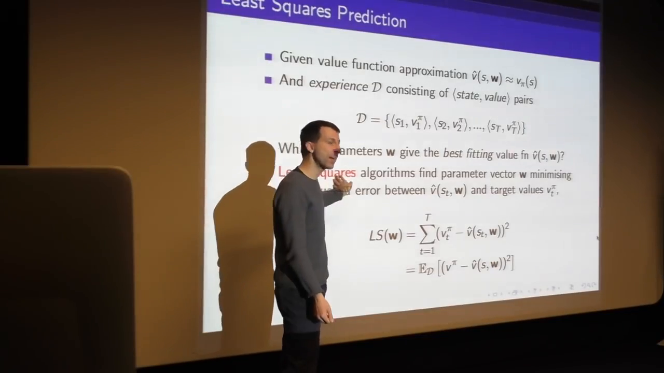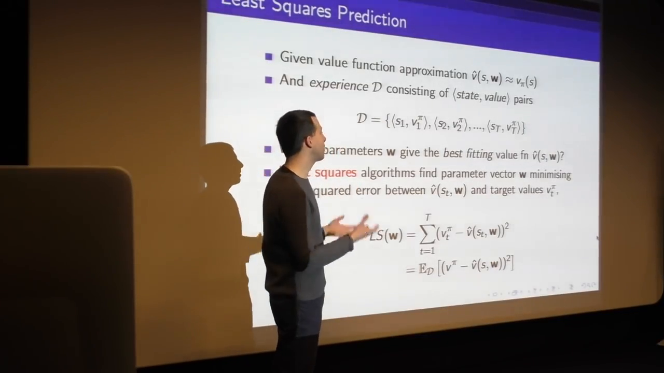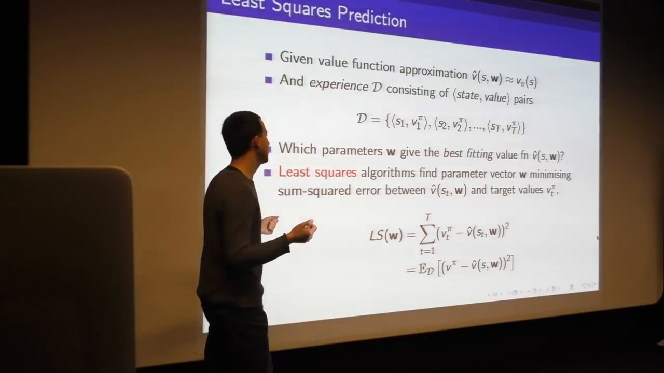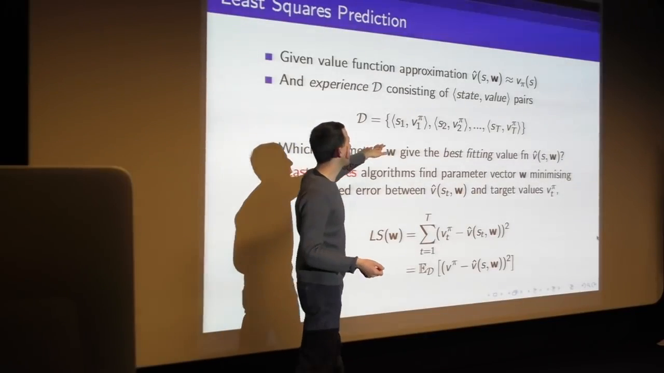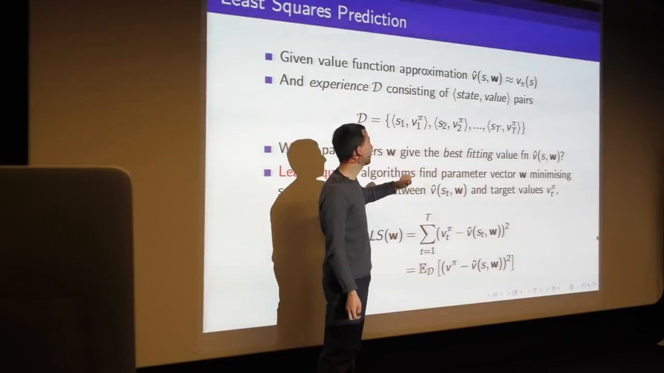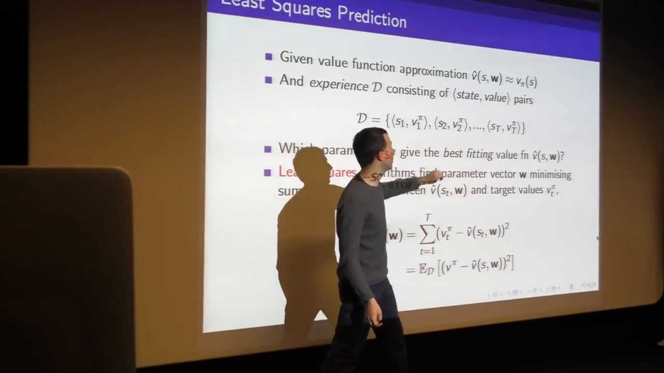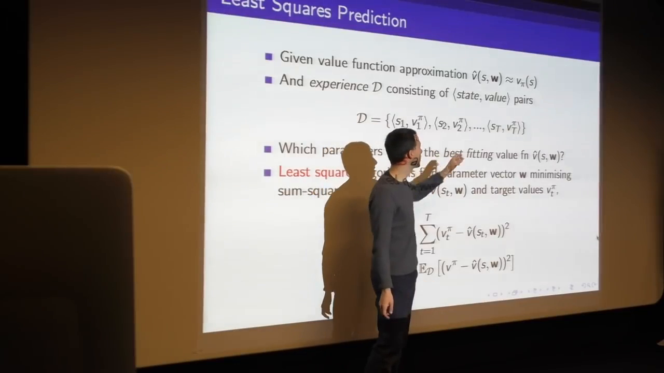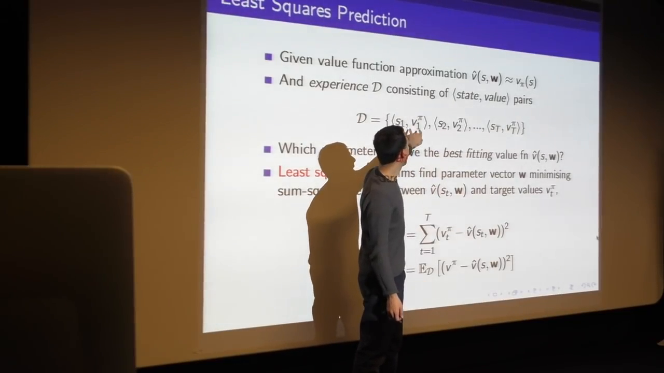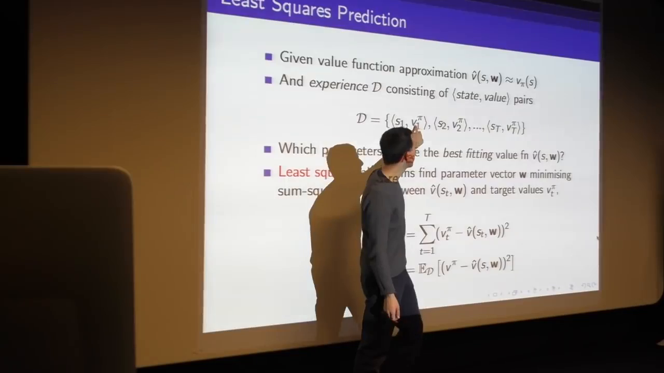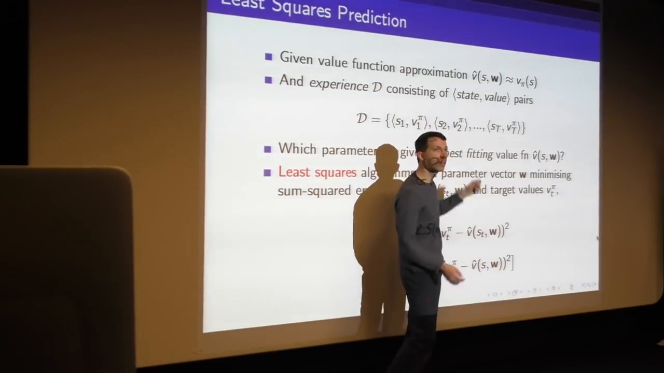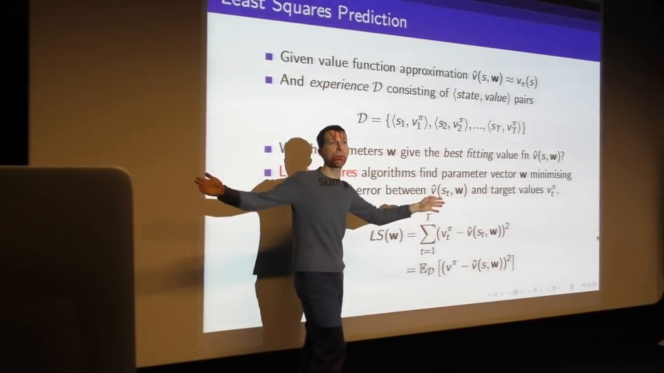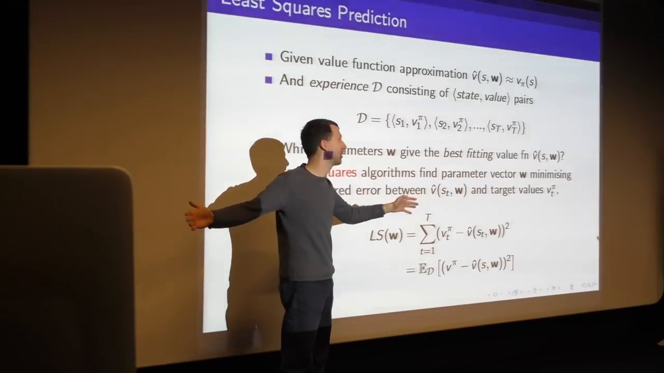We could do something like least squares, which would find the parameter vector that minimizes the sum squared error between the value function and the oracle across our whole data set. So if we consider this whole data set and look at the squared error between what we thought would happen here and the oracle, and here and the oracle, we want to just minimize the sum of all those squared errors across the whole data set.